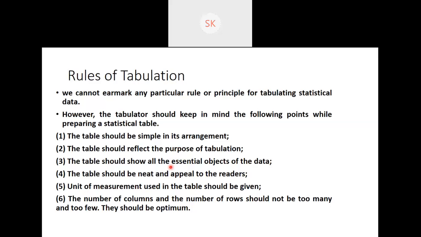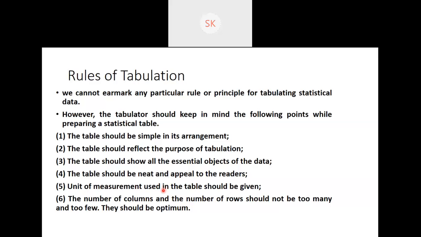Then the table should show all the essential objects of the data. Essential objects means whatever is required for further calculation, all those things have to be reflected in the table. Next, the table should be neat and appeal to the readers. If you happen to add too much data in between and you're not understanding yourself how you prepared the table, then it is very difficult to use it for further calculation. So always try to maintain the table very neat and precise. It has to be very simple and crispy for everybody to understand.